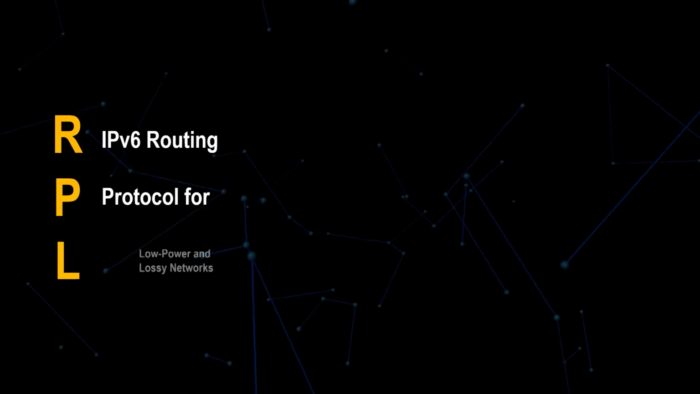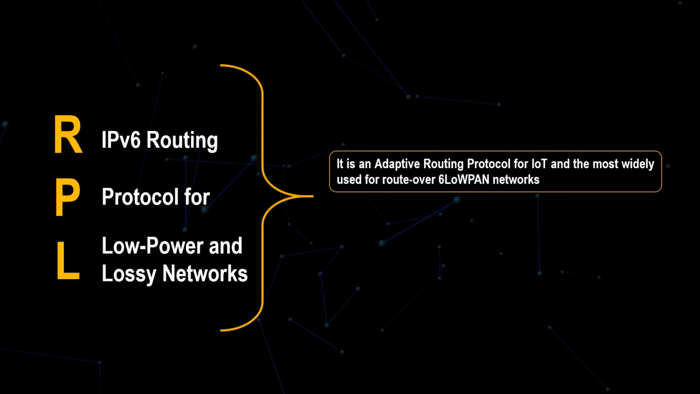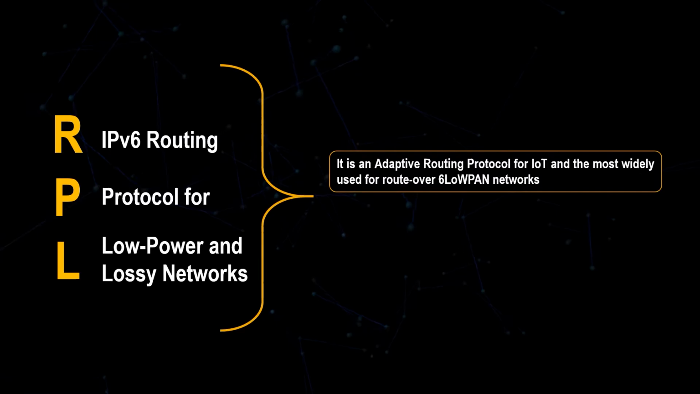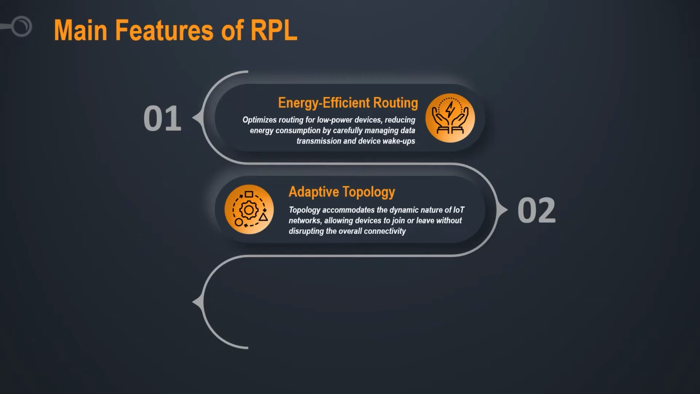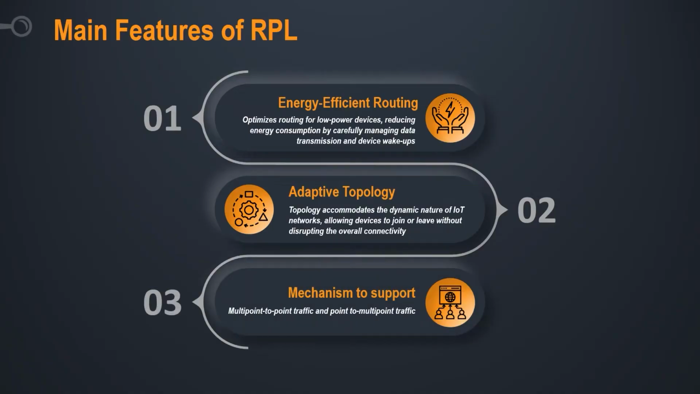RPL, pronounced as ripple, is the acronym for IPv6 Routing Protocol for Low Power and Lossy Networks. It is an adaptive routing protocol for IoT and most widely used for route over 6LoWPAN networks. RPL is defined by IETF in RFC 6550. The main features of RPL are energy efficient routing, which means RPL optimizes routing for low power devices, reducing energy consumption by carefully managing data transmission and device wake-ups. Second is adaptive topology, which means its topology accommodates the dynamic nature of IoT networks, allowing devices to join or leave without disrupting the overall connectivity. RPL provides mechanisms to support multipoint-to-point traffic and point-to-multipoint traffic.